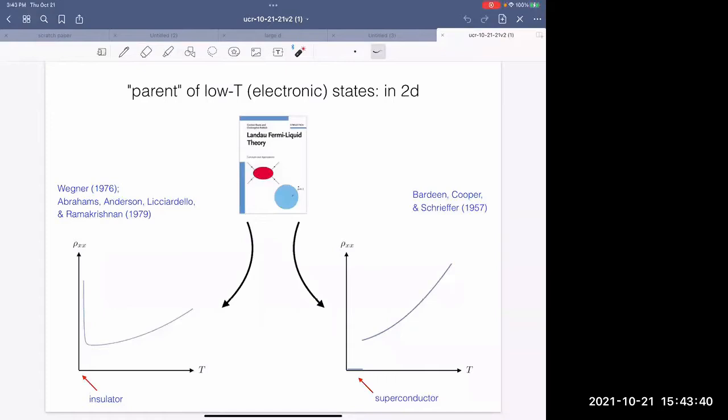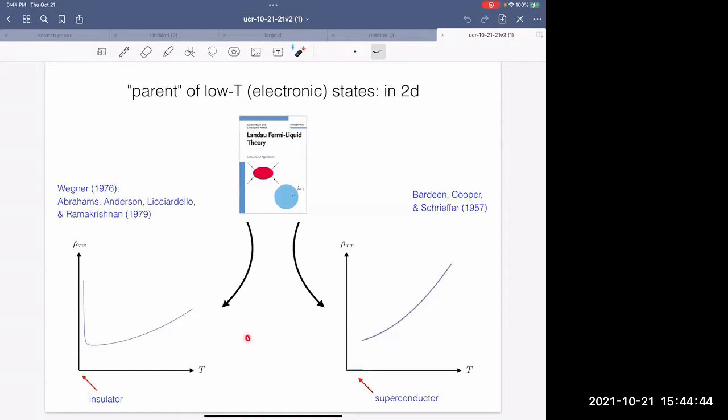So in particular, in two spatial dimensions, there's two possibilities for where this Fermi liquid can go. So if perchance there's an effective attractive interaction between the electrons, perhaps mediated by vibrations of the solid, then at sufficiently low temperatures, the electronic system can transition into a new state of matter, in particular the superconductor, characterized by vanishing resistance. On the other hand, suppose there's no attraction and there's randomness or disorder in the system, more about that later, then the system is forced into an insulating state where the resistance diverges at zero temperature. So these are the two options given the Fermi liquid theory.